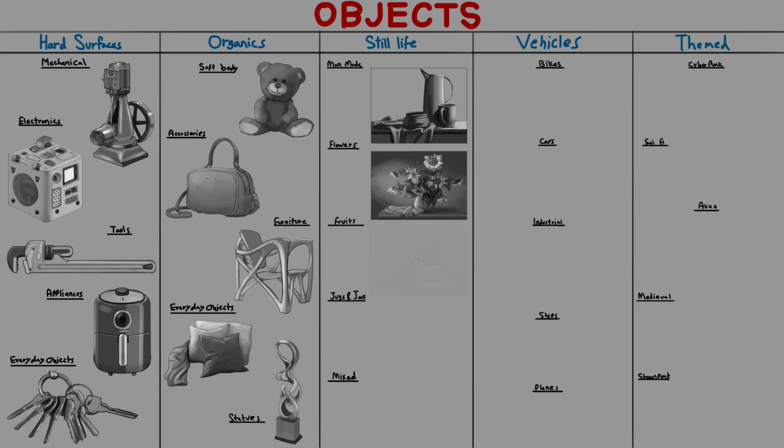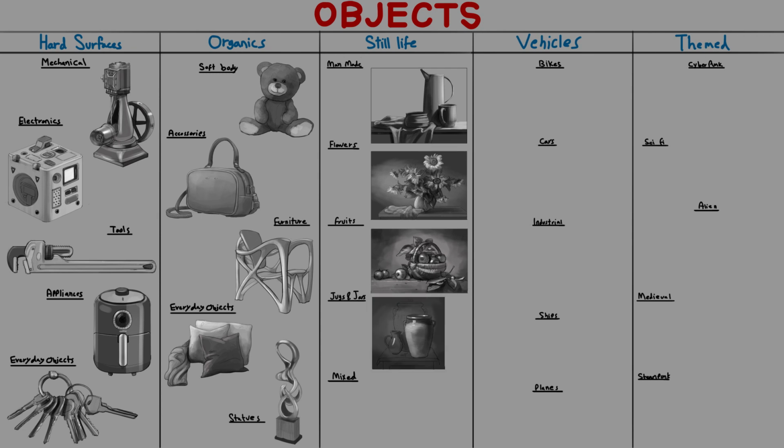Fruits and vegetables. Still life that consists of a basket of fruits and things like that. Jugs and jars. Still life with, well, jugs and jars. Finally, mixed still life, which has mainly all of the above in one place.